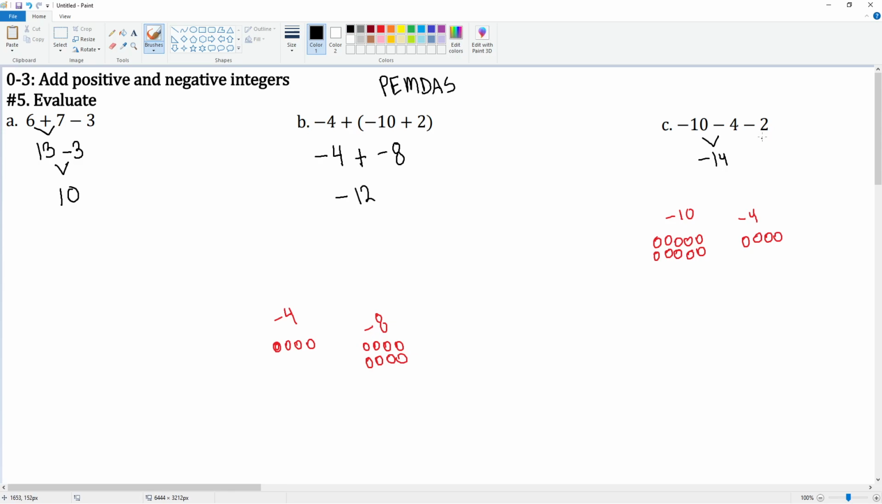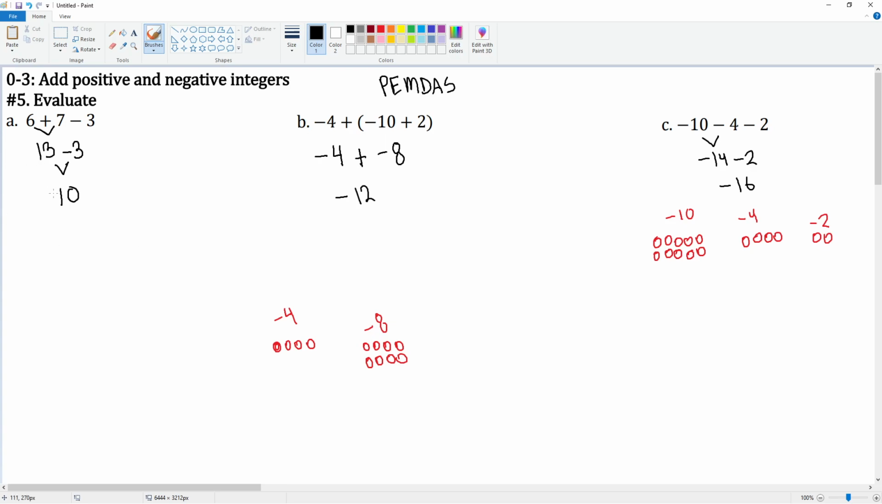Nothing happens to this negative 2, so we write that down here. Negative 14 and negative 2, let's just have two negative tiles here. Together, they make negative 16.